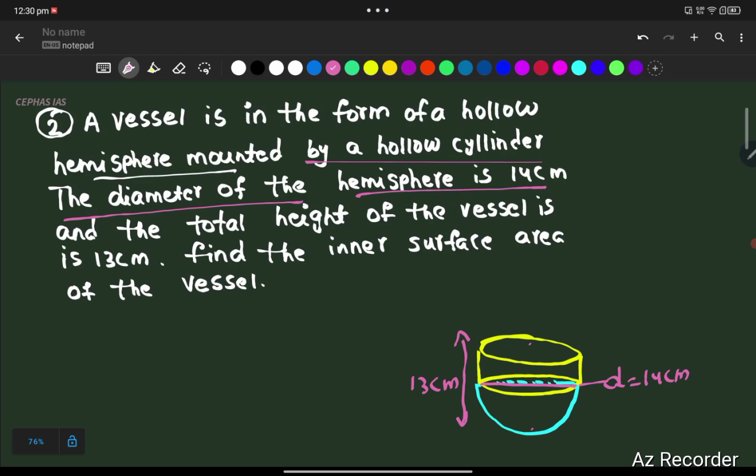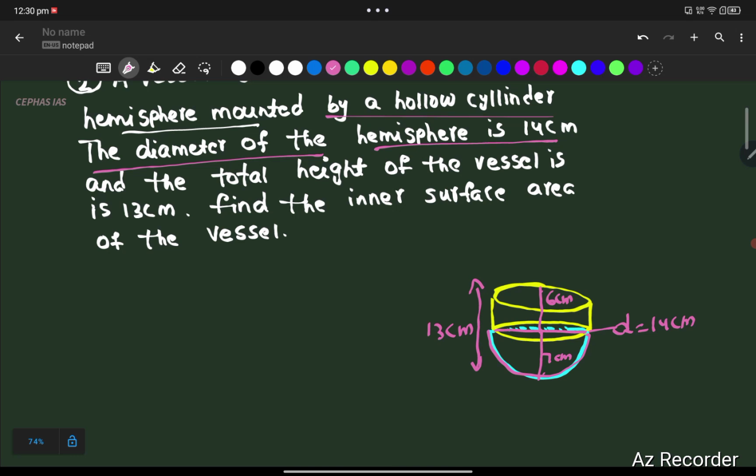A vessel in the form of a hollow hemisphere, this is a hollow hemisphere, mounted by a hollow cylinder. The diameter of the hemisphere is 14, and the total height of the vessel is 13 centimeters. Find the inner surface area of the vessel. So this will be our 7 centimeters, and if this is 7, then this will be our 6. Let's find out the answer.